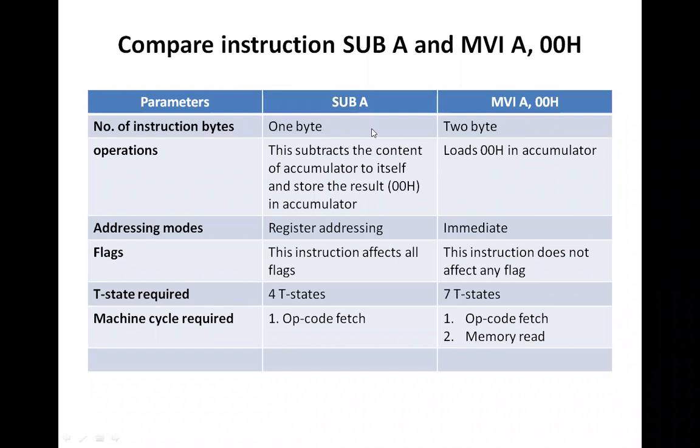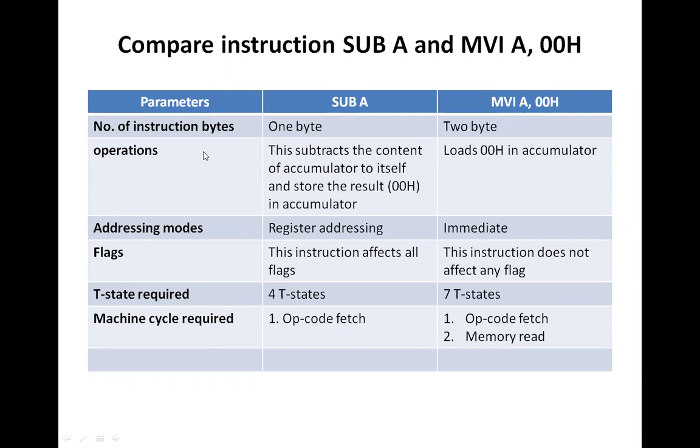Besides that, the working of these two instructions is also different. The first parameter on which these two instructions are compared is the number of instruction bytes. SUB A is a 1 byte instruction and MVI A, 00 is a 2 byte instruction. Meaning thereby, for storing SUB A in the memory, it requires only one memory location. And for storing MVI A, 00 in the memory, it requires 2 memory locations.